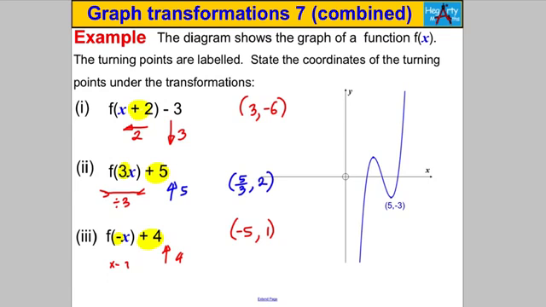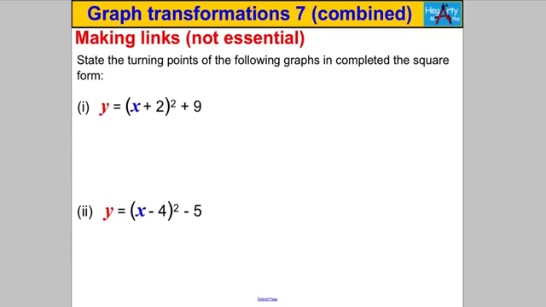And that's pretty much it for this video. If you do want to stay tuned for a minute or two, I'm going to just link this back to completing the square and how graph transformations actually link to completing the square for quadratics. So this is not essential, but it's interesting.